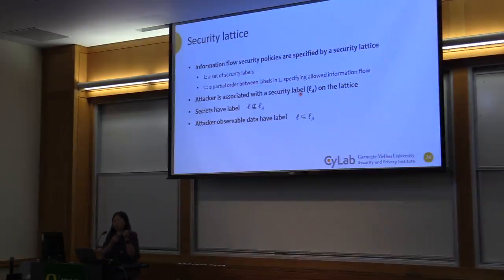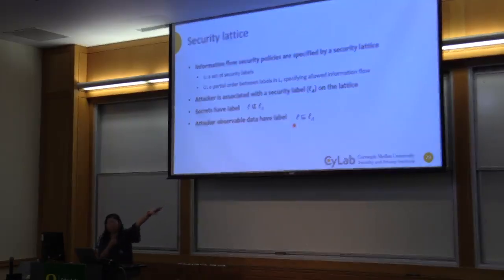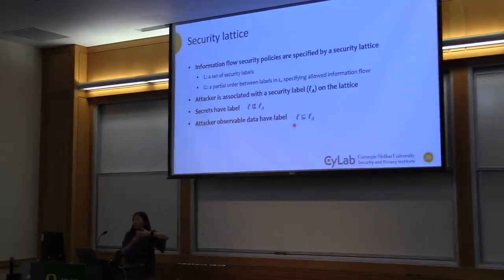Typically, given this label, the secret in your system has a label. Actually, for integrity, it's the same thing. The data you want to protect has a label that's not lower than the attacker's label. Any data or program labeled by L that's lower than or equal to the attacker's label is considered visible to the attacker, and also considered controlled by the attacker. So that's the modern security lattice we're going to work with in terms of programs.